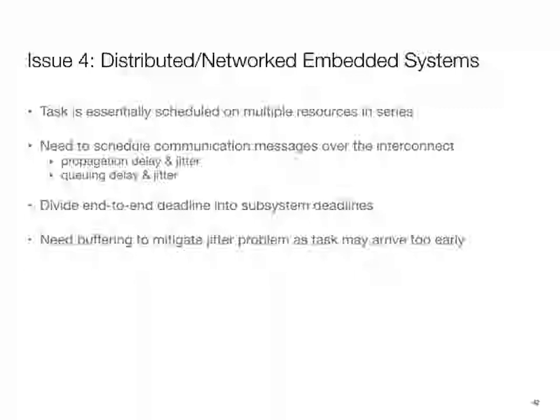Then the question becomes, how do we allocate? How much delay should my handset have? How much delay should the base station have? How much delay in the core network? So just that problem of dividing the end-to-end deadline into deadlines for subsystems is a pretty challenging problem. Again, intractable, no clean answer to it.